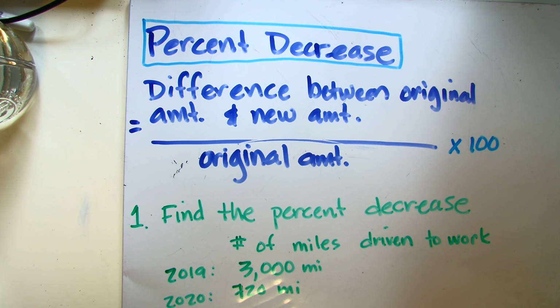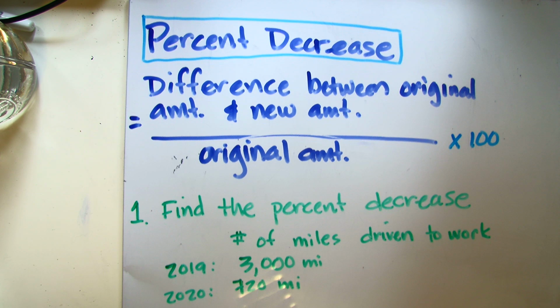So again, we're going to find the difference between the two amounts and divide by the original amount. That will give us a rate, and we want to then multiply that rate by 100 to give us a percent decrease. So let's look at an example.